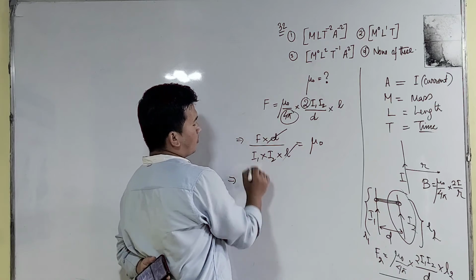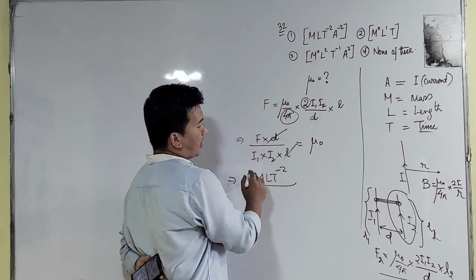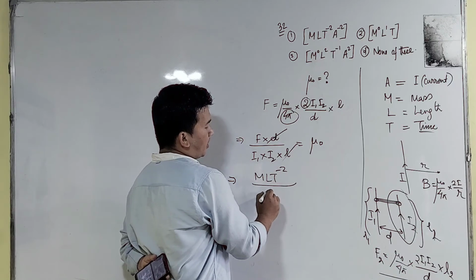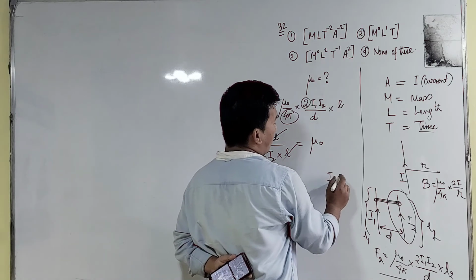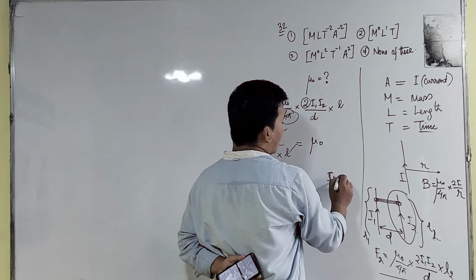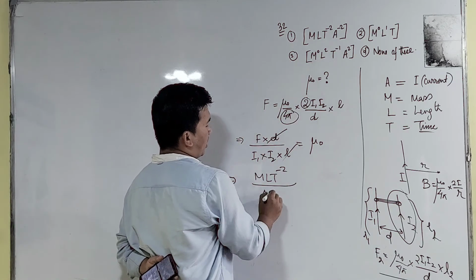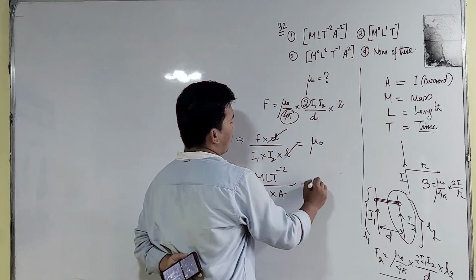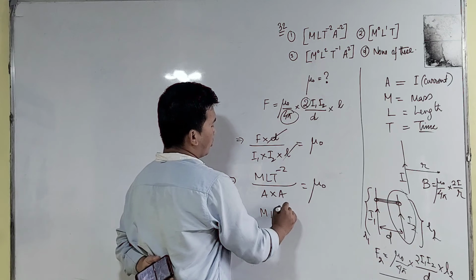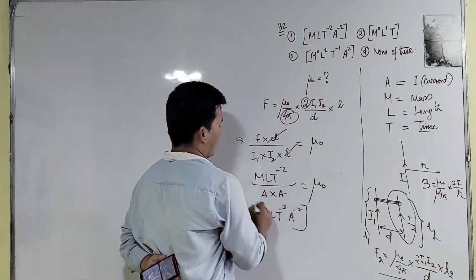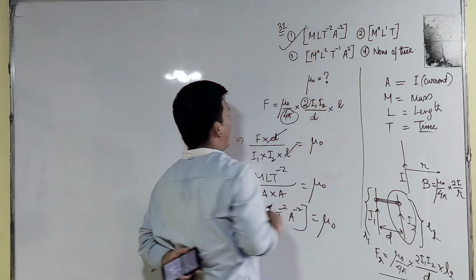This is also length, this is also length, get cancelled out. And here the force is M L T inverse 2. And what about this current? This is current squared, so we can write I squared. Here I1 and I2 can be represented as A into A. This is equal to mu naught. Then we will be having M L T inverse 2 and this is A inverse 2. This will be our formula. Then option number 1 will be the correct answer.